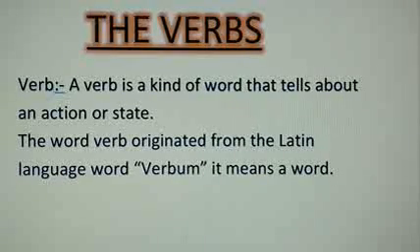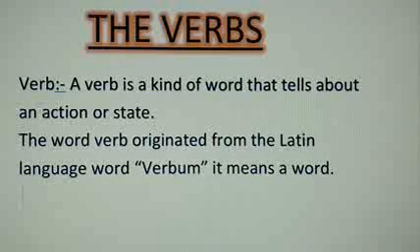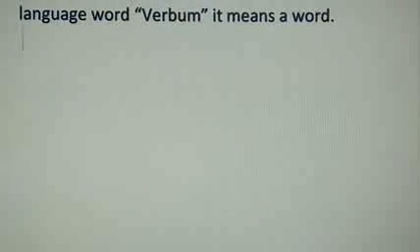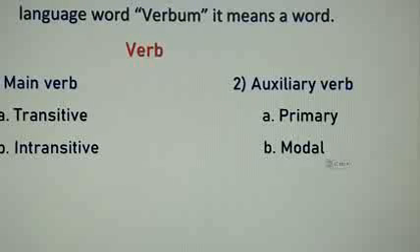Now, my dear children, let me tell you about the verb and its kinds. I have already told you about the verb and now we will see its kinds. Dear children, verb has two kinds. The first, main verb, and the other one is auxiliary verb. In the main verb, there are two parts: the first one is transitive verb and the other one is intransitive verb. And in the group of auxiliary verb, the first one is primary and the other one is modal verb. Okay?